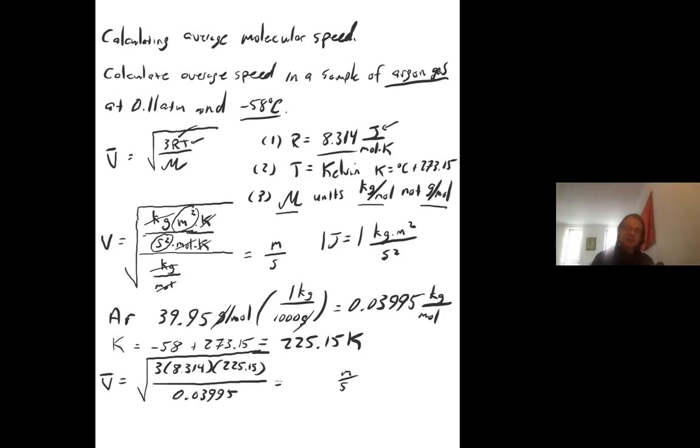Okay, don't forget to take the square root. So 3 times 8.314 times 225.15 divided by 0.03995. And then you take the square root and you get 375.